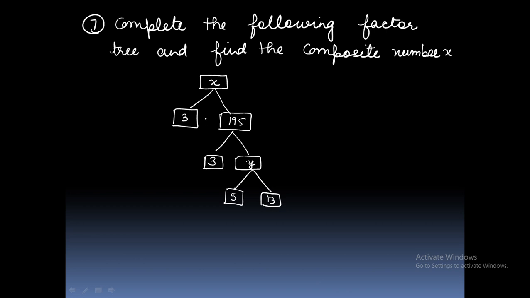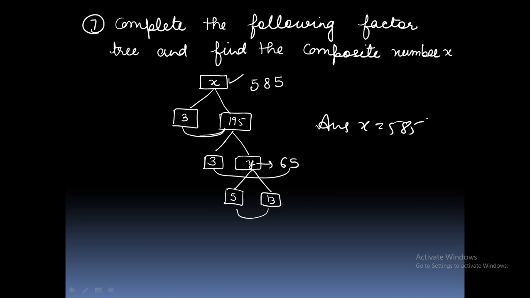And next question. In this question we have to find out x. Find the composite number, that is x. We will start here. 13 5s are 65. We will write here 65. Now we multiply 3 with 65. We will get 195. So when we multiply these two numbers we will get the x value. 5, 9 3s are 27 plus 1 is 28, and 3 1s are 3, 3 plus 2 is 5. You can see the x value is equal to 585.